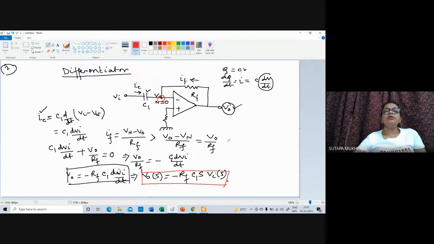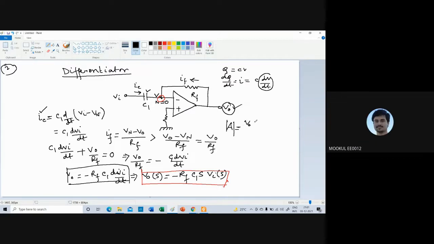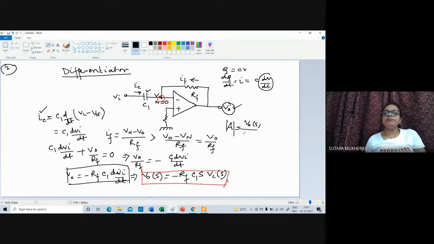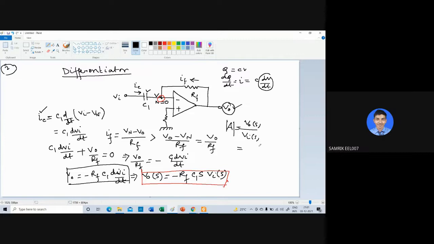Now, what is the value of the amplitude here? Gain. I'm sorry. What is gain? Gain equal to what? Output by input. Output voltage by input voltage. V0 in Laplace domain, V0(S) by Vi(S). So what is V0(S)? Minus RF C1 S Vi(S).